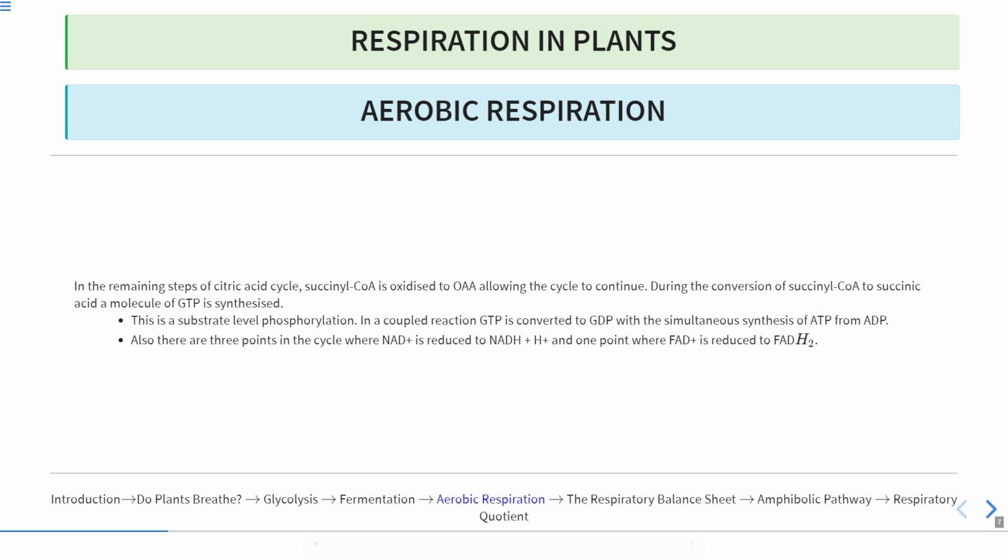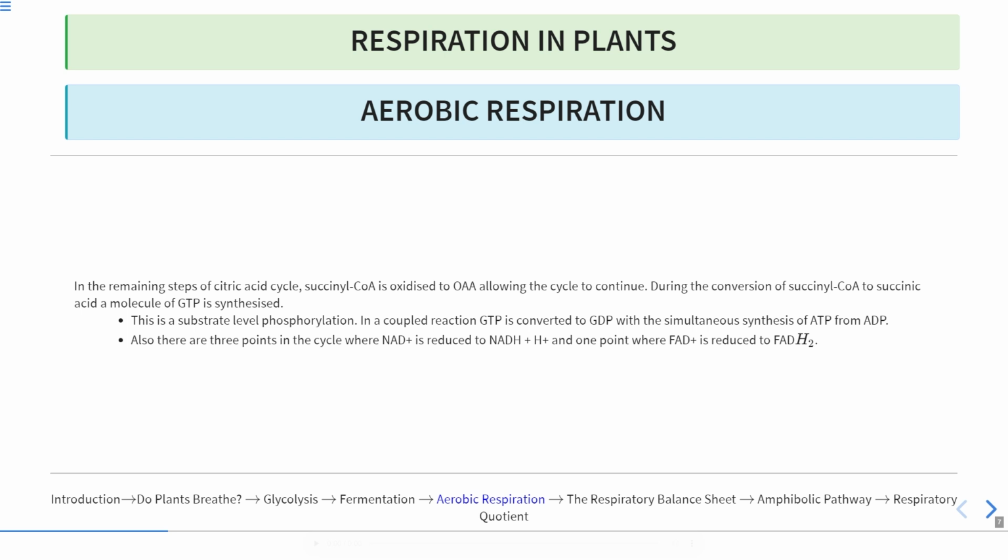Okay, substrate level phosphorylation: in a coupled reaction, GTP is converted to GDP with a simultaneous synthesis of ATP. I've already told you that later this GTP is converted to ATP. Also, there are 3 points in the cycle where NAD is reduced to NADH2, and at 1 point FAD is reduced to FADH2.